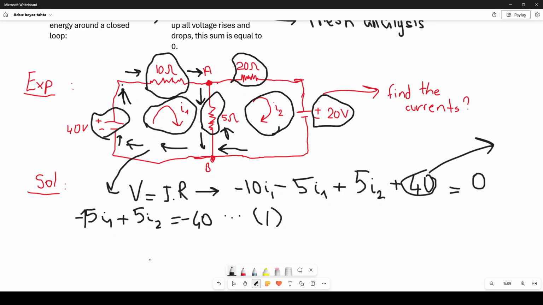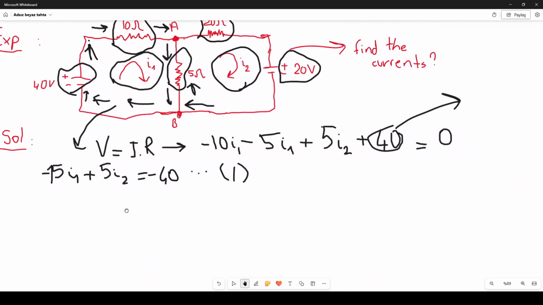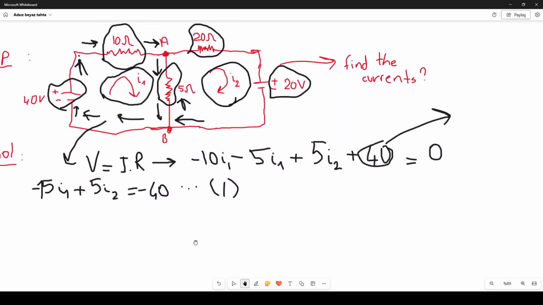This is what I am trying to find. So if I want to find the values of the currents in each mesh, then I need to write my equations in terms of these unknown variables. And for the second mesh, I do the same thing. So I will have another equation. Let's do it.